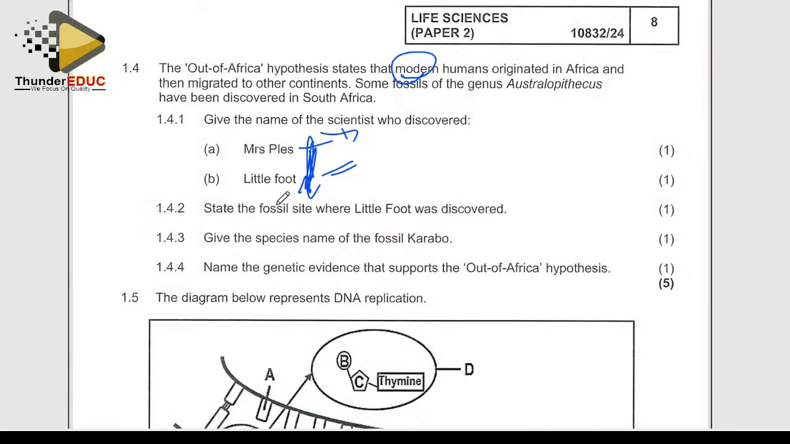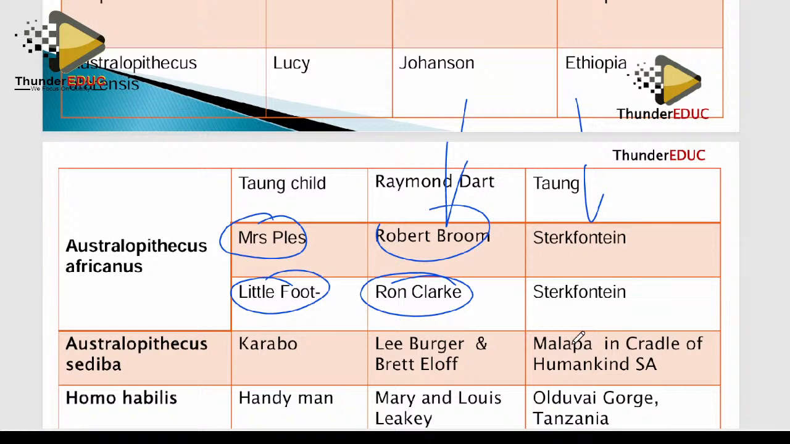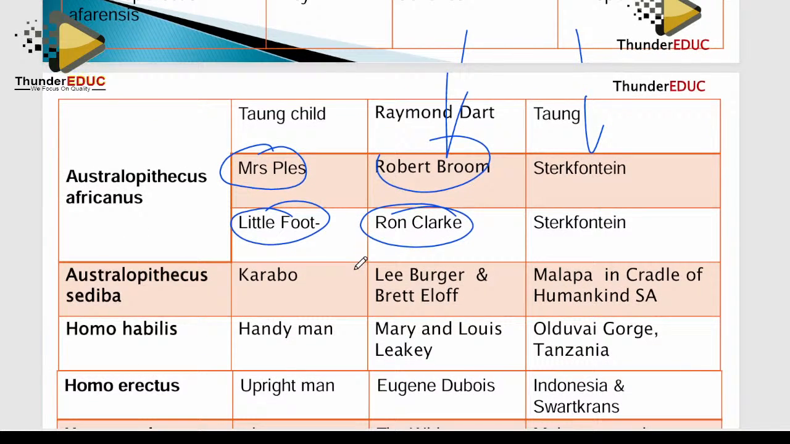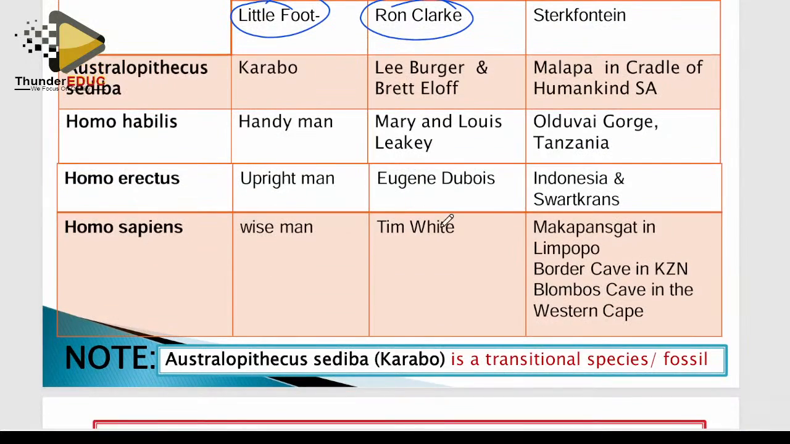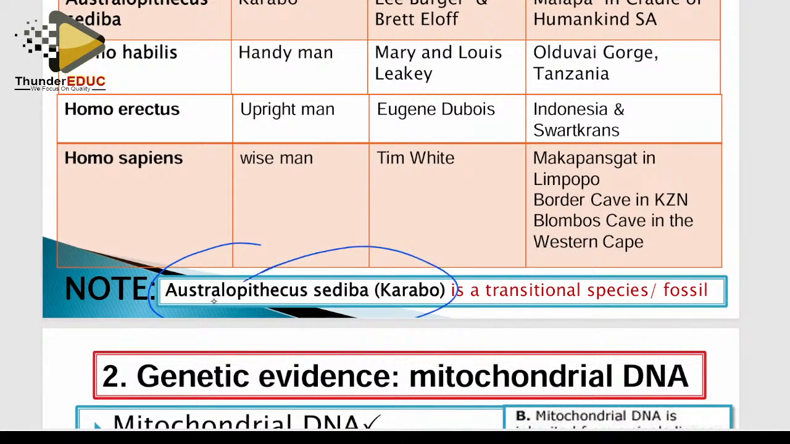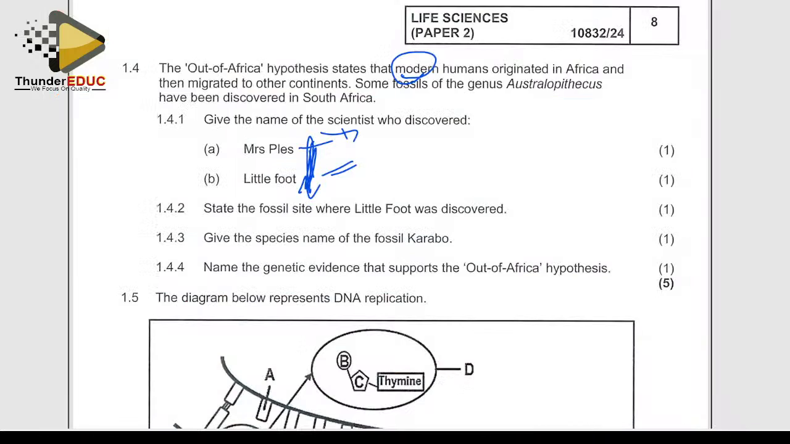Anyway, let's continue. State the fossil site where Littlefoot was discovered. Sterkfontein. So you say Sterkfontein caves. I don't know whether if you don't add the word caves they will give it to you, but Sterkfontein is Sterkfontein. All right. Give the species name of fossil, Australopithecus sediba. Yes, they are looking for Australopithecus sediba, which we call the transitional fossil. State the fossil site. Okay, we are done with this.